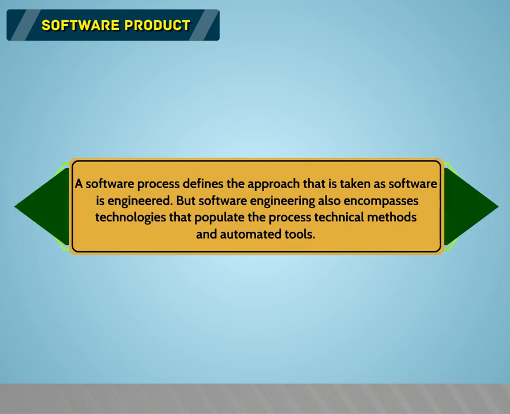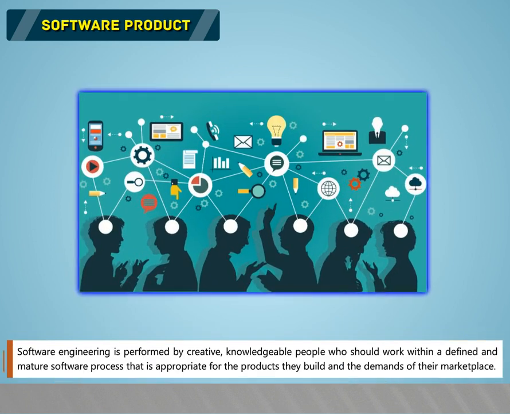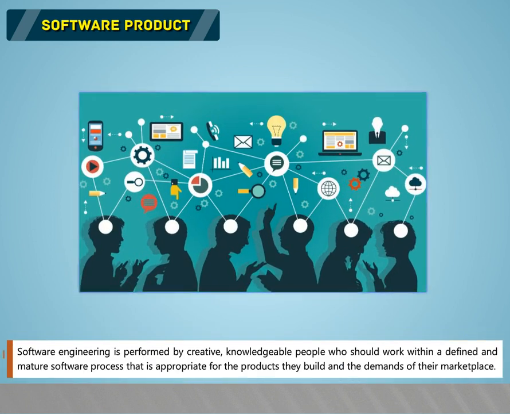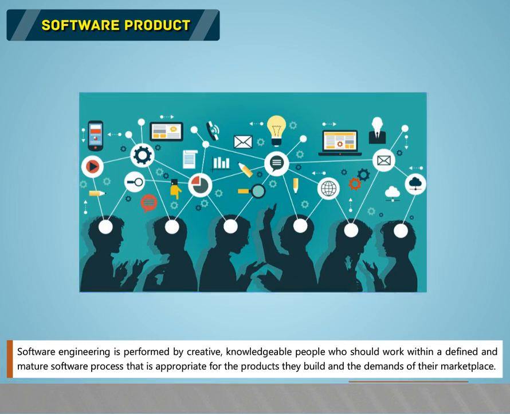A software process defines the approach that is taken as software is engineered, but software engineering also encompasses technologies that populate the process, technical methods, and automated tools. Software engineering is performed by creative, knowledgeable people who should work within a defined and mature software process that is appropriate for the products they build and the demands of their marketplace.